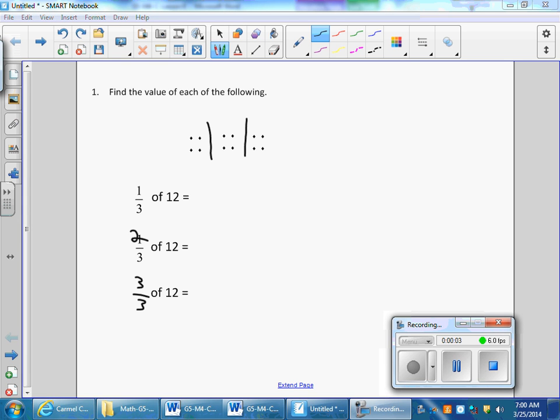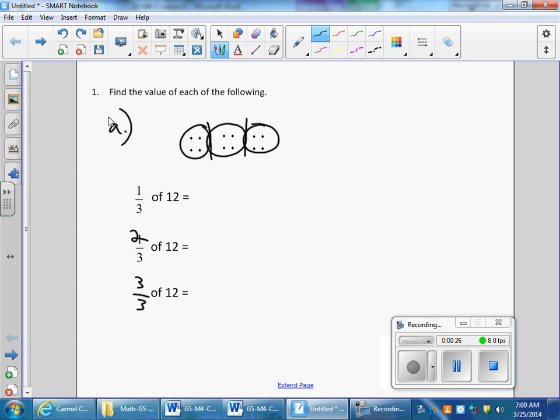This is Lesson 6 homework from Module 4. We're going to find the value of each of the following. So in letter A, we have 12 diamonds broken up into 3 groups. 1/3 of 12 is the same as taking 12 and dividing into 3 groups. You would have 4 in every group. So 1/3 of 12 is 4.